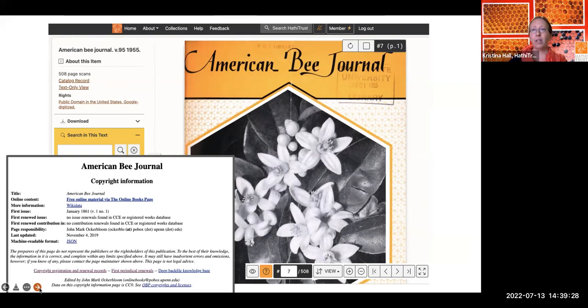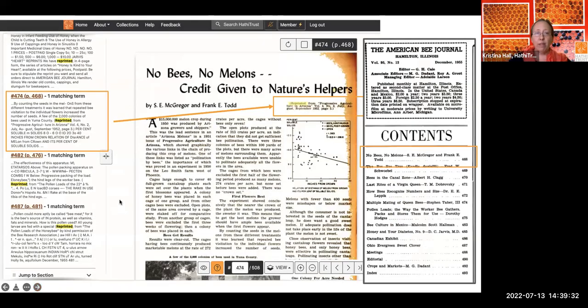So go ahead to the next page, John. One of the differences from monographs is that the table of contents often does not tell you that there's reprinted content. As you can see on this one, on the table of contents, the fact that "No Bees, No Melons" is reprinted from another journal is not acknowledged in the table of contents. So how do you find that? This is one of the things we were testing out different methods.